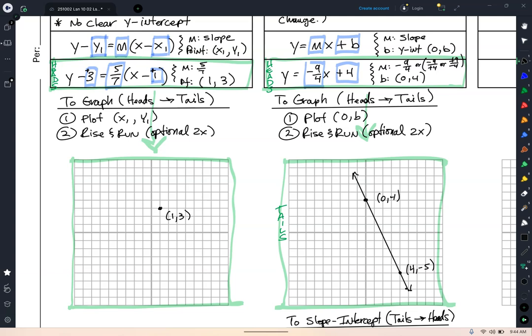Which one's on the top? Up or down? Okay, up 5. Good. Okay, so 1, 2, 3, 4, 5. And then right 7. 1, 2, 3, 4, 5, 6, 7 out here.